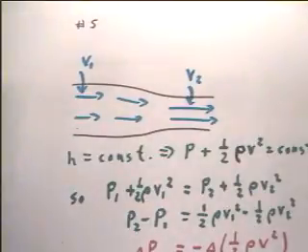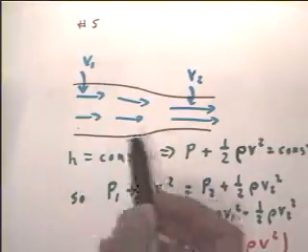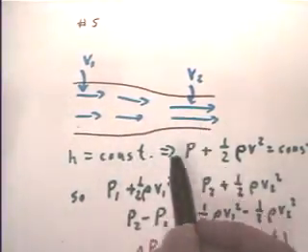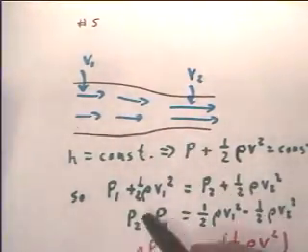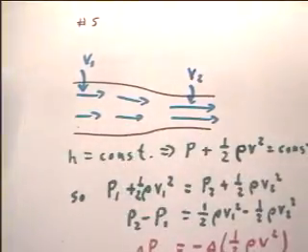On problem 5, we have a situation where water is flowing in a tube, and the tube maybe gets narrower. Actually, I don't think the situation was specified on this problem. We simply said that the velocity at one point is greater than the velocity at another point.